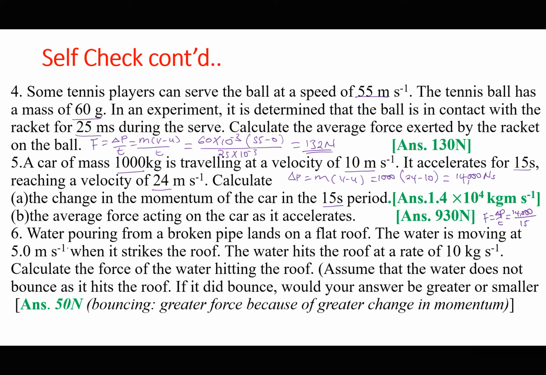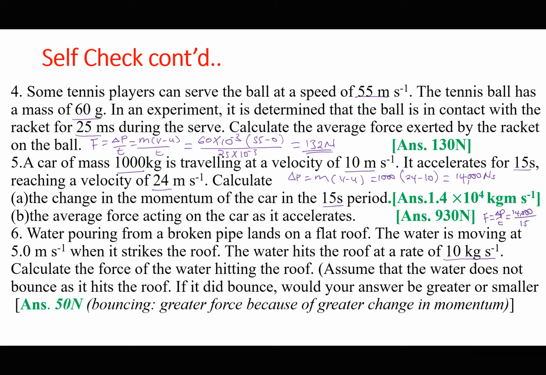Water pouring from a broken pipe lands on a flat roof. The water is moving at 5 meters per second when it strikes the roof. The water hits the roof at a rate of 10 kilograms per second. That is 10 kilograms in 1 second. Calculate the force of the water hitting the roof. Assume that the water does not bounce as it hits the roof. If it did bounce, would your answer be greater or smaller?